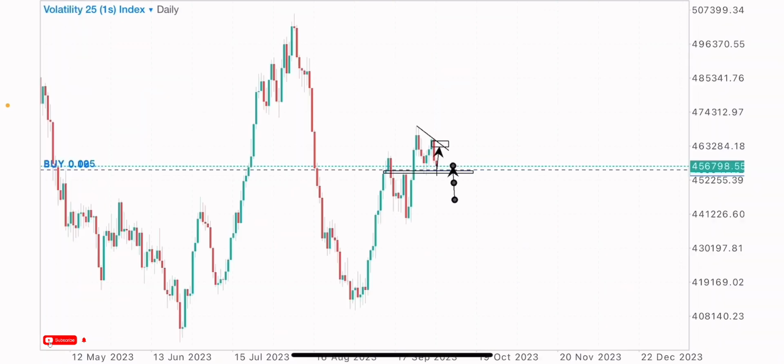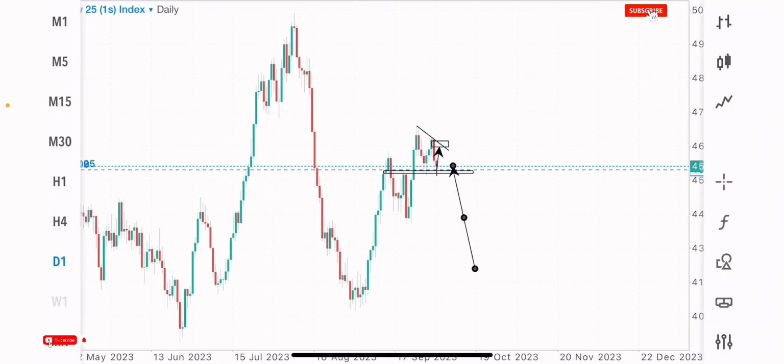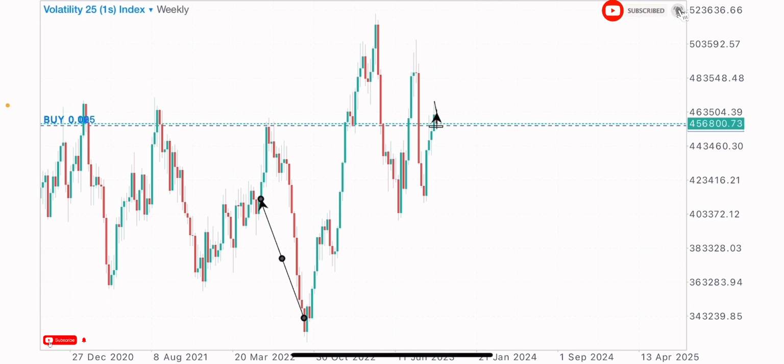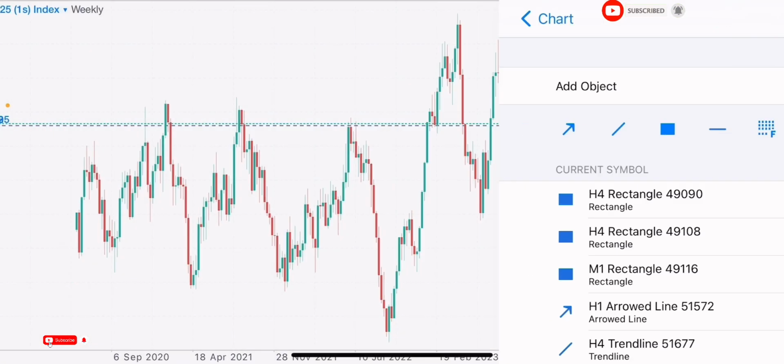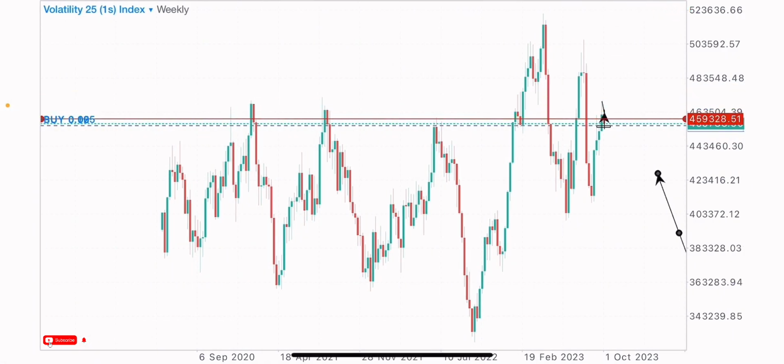So the high time frame analysis, what was it saying? Coming to the weekly time frame, basically, we can tell that we had a key level on this index, a key level of resistance at this point, right?